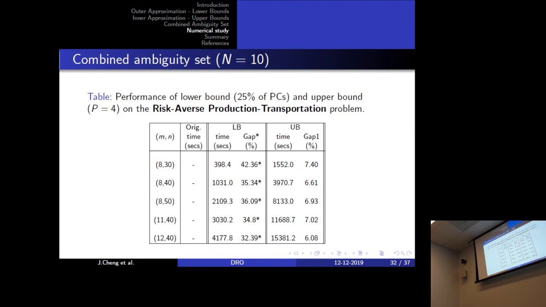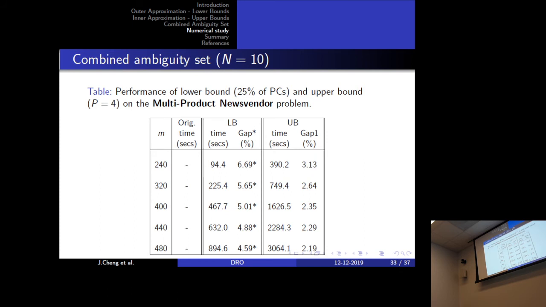Same thing for the newsvendor problem, which is smaller than the previous risk averse one, and it's faster. So we didn't show the other results, for instance, considering more or fewer principal components. We just use these two typical examples to convey the main conclusions of our proposed approaches.